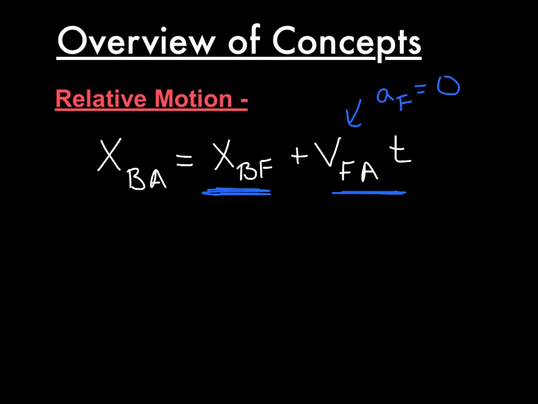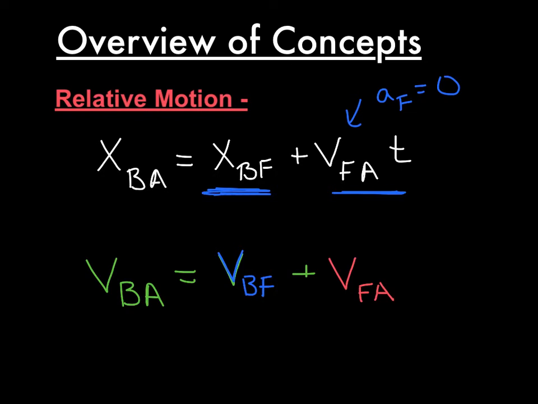So, if we were trying to find velocity, velocity is the time derivative, so the velocity of B as measured by A is equal to the velocity of B relative to the frame plus the velocity of the frame relative to A. This would mean that person A sees B moving, so the velocity of B as measured by person A equals the velocity of how fast that truck is moving plus how fast B is moving on the truck.